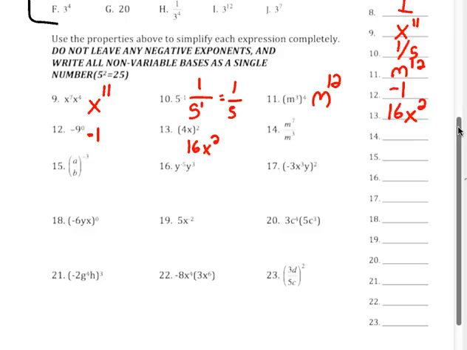14, we're practicing our division rule, okay? M to the 7 divided by m to the 3. Well, remember, with dividing like bases, we end up subtracting our exponents, and that is just going to leave us with an m to the 4.